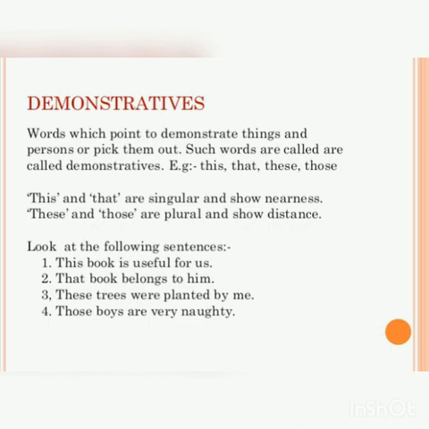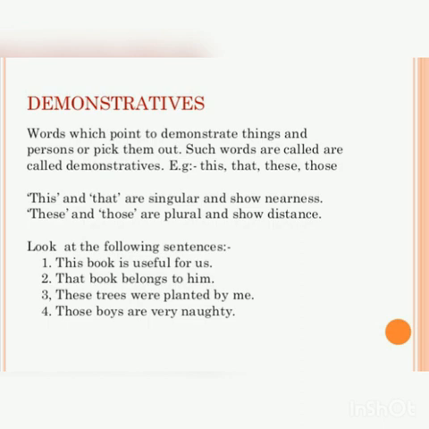Now after articles, the next kind of determiner that we have is demonstratives. Now words which point to demonstrate things and persons or pick them out. Such words are called as demonstratives. Example, this, that, these, those. This and that are singular and show nearness.